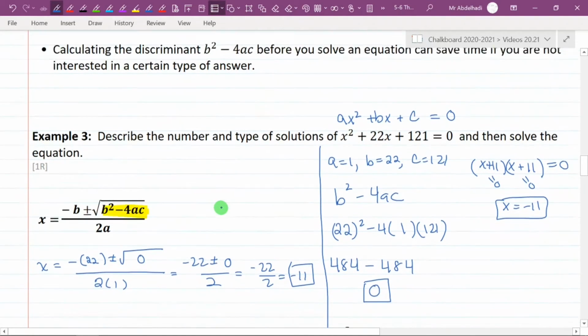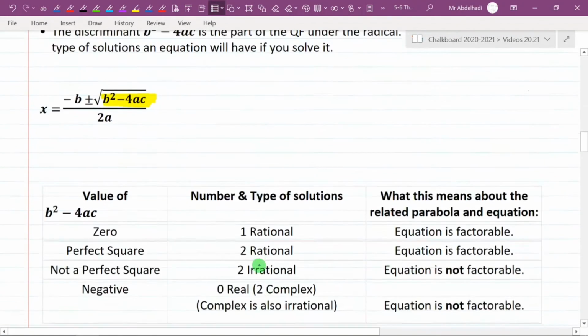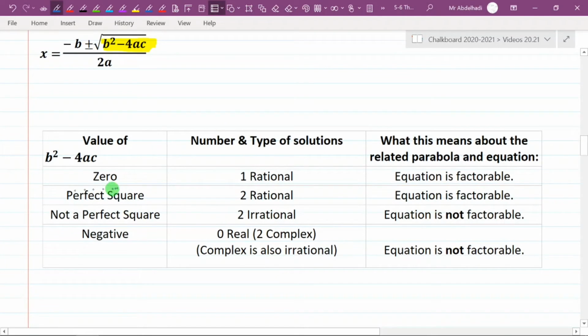Okay, in example 1, we solved this and we got 2 rational answers, not crazy decimals. So what should the discriminant be? Well, the discriminant should be a perfect square. See, if you get a perfect square like 25 or 16 or 36, a number that you can square root and get a whole number, then you're going to get 2 rational answers and the equation is factorable.